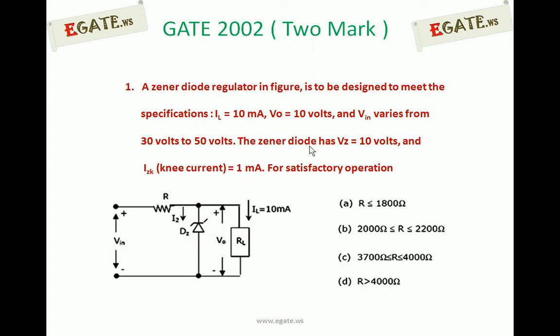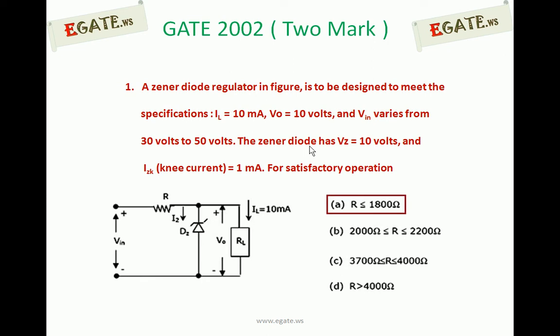For satisfactory operation, the value of R: A, R less than or equal to 1800 ohms; B, R in between 2000 to 2200 ohms; C, R between 3700 to 4000 ohms; D, R greater than 4000 ohms, where R is nothing but the series resistance between input and output. The right option for this question is A. So the series resistance R should be less than or equal to 1800 ohms.